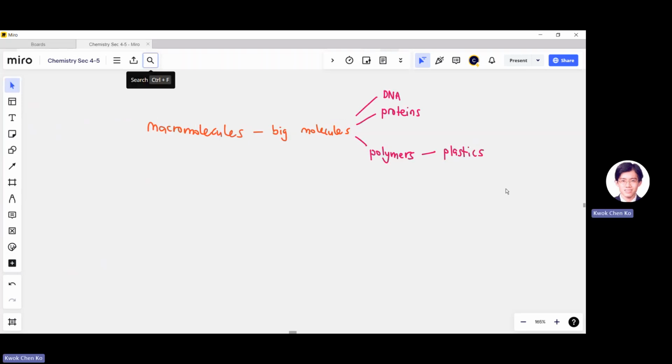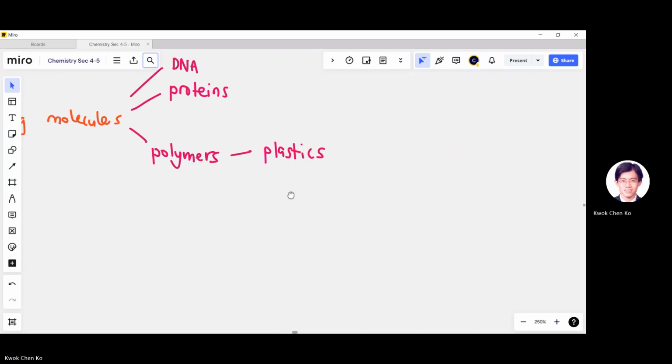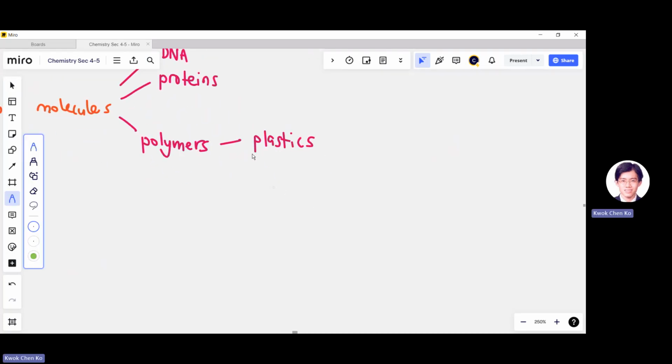Okay, so basically, all plastics are polymers, but not all polymers are plastics. However, we won't go into that. But the other word you need to know is made up of. Polymers are made up of small.